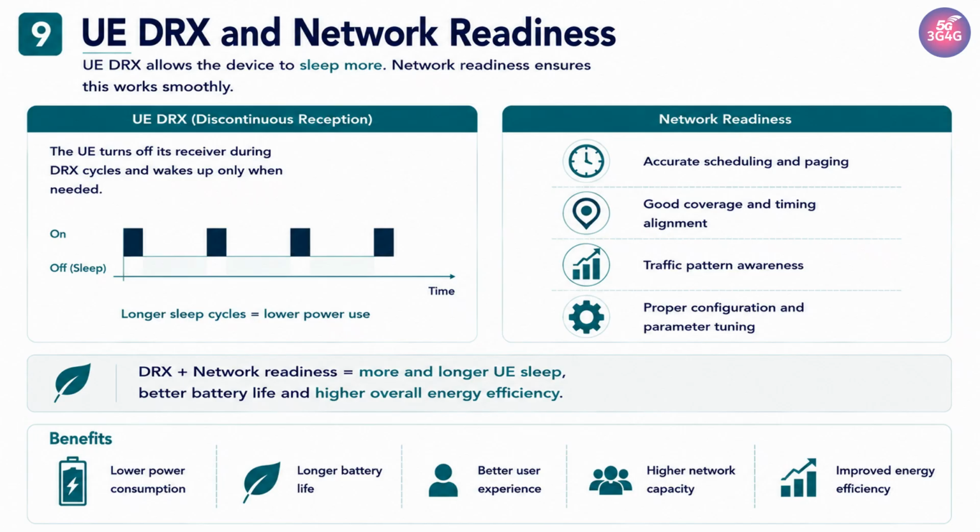A smartphone browsing session, an IoT sensor, a video stream, a voice call, and an industrial device may all need different DRX behavior. So DRX is a good example of how energy saving is not only a network side issue, it is also about coordination between the UE and the network. Longer UE sleep cycles can improve battery life, reduce unnecessary monitoring, and support better overall energy efficiency as long as the network remains ready to deliver services when needed.